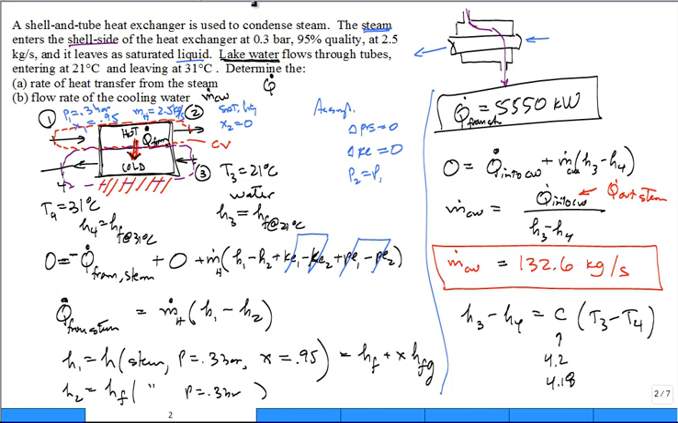But if I do that, I come in with the mass flow rate of the cooling water about 132 kilograms per second. And I think I used the value of 4.2 kilojoules per kilogram degrees C for the specific heat for liquid water. It's very good. Both ways are very good.